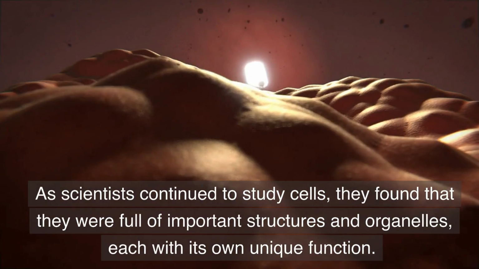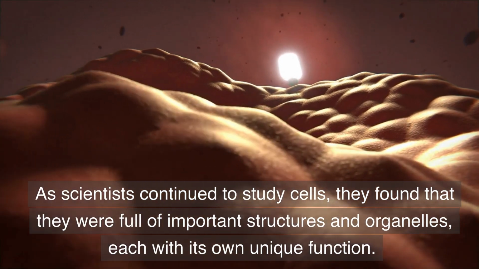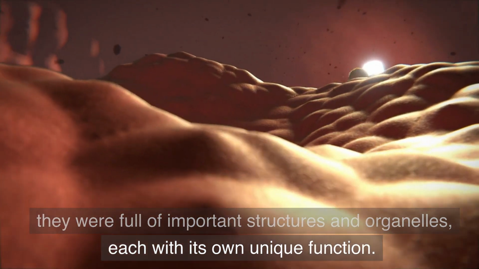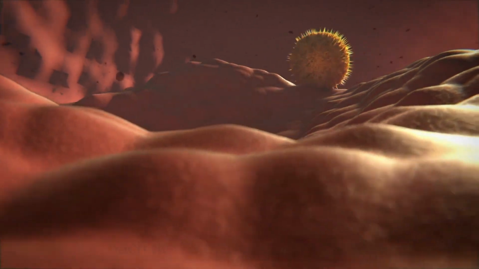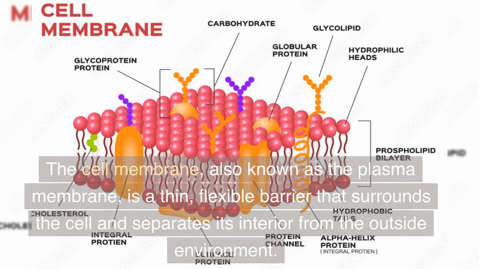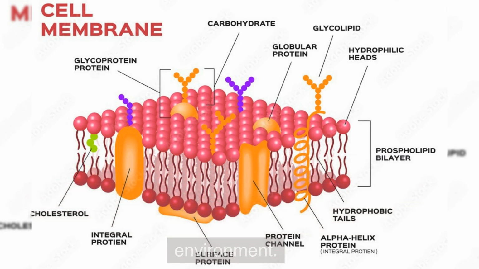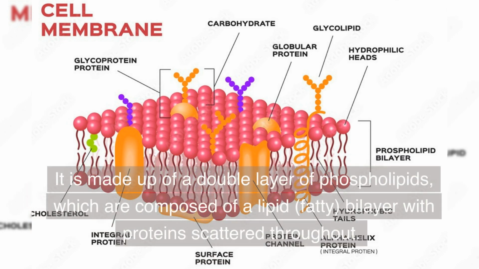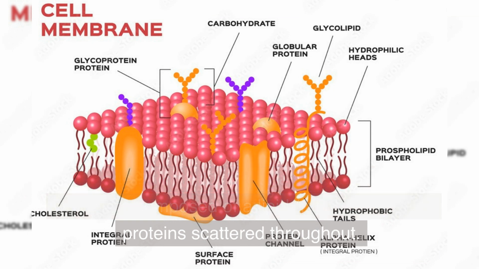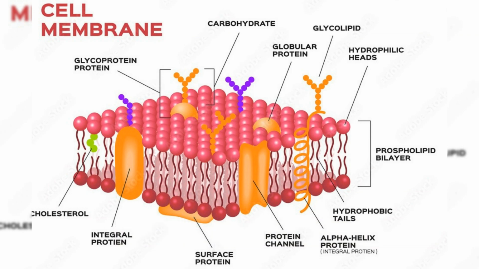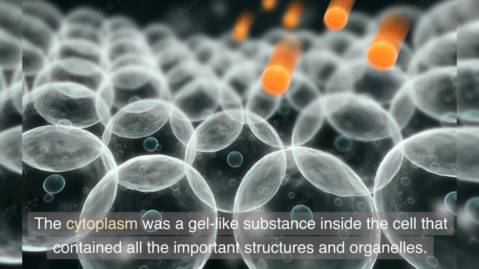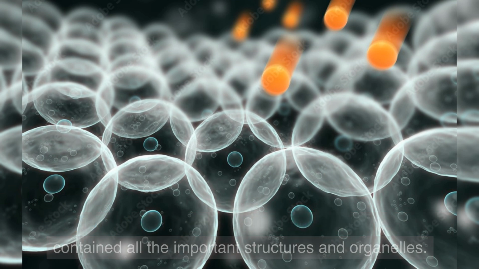As scientists continued to study cells, they found that they were full of important structures and organelles, each with its own unique function. The cell membrane, also known as the plasma membrane, is a thin, flexible barrier that surrounds the cell and separates its interior from the outside environment. It is made up of a double layer of phospholipids, a lipid, fatty bilayer with proteins scattered throughout. The cytoplasm was a gel-like substance inside the cell that contained all the important structures and organelles.